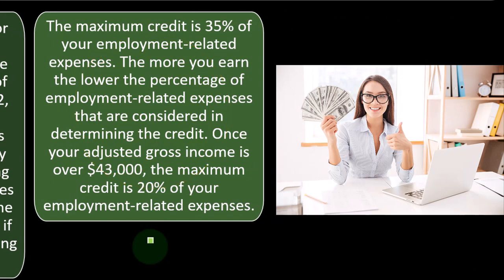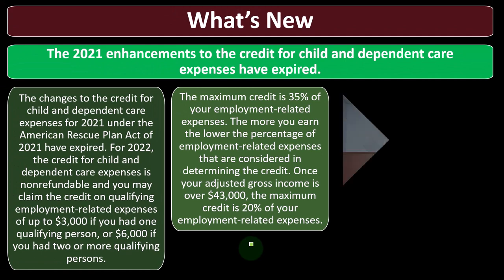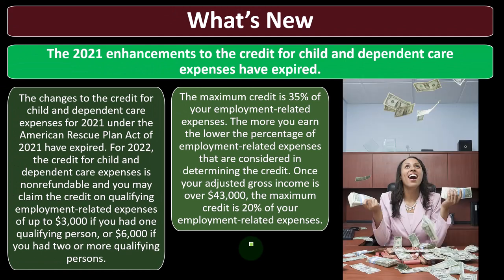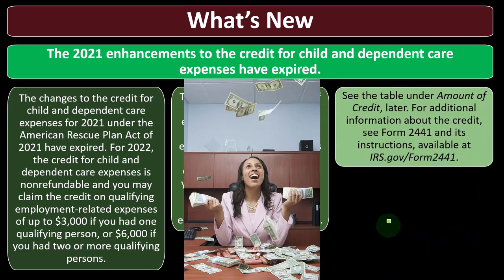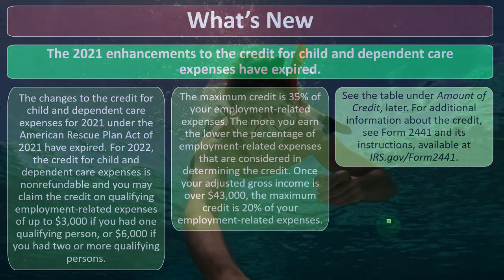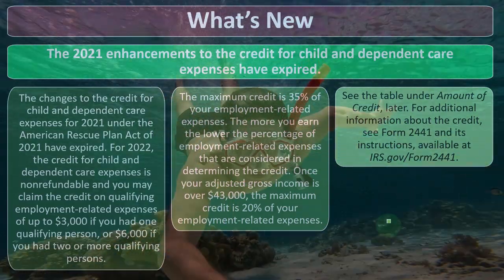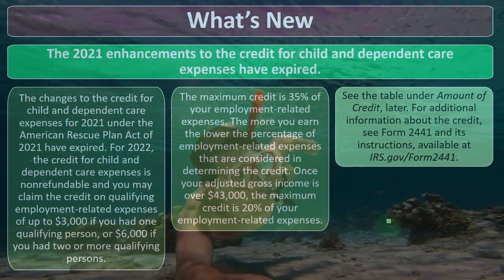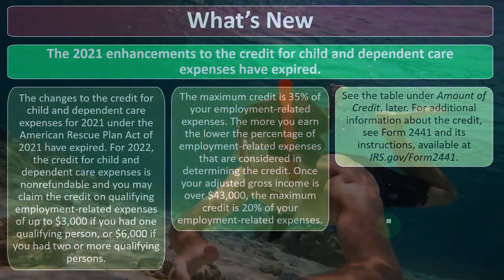The more you earn, the lower the percent of employment-related expenses that are considered in determining the credit. So you have that phase-out kind of concept in place. Once your adjusted gross income is over $43,000, the maximum credit is 20% of your employment-related expenses. So see the table under amount of credit later. We'll dive into some more details in a bit here. For additional information about the credit, you can see Form 2441 and its instructions available at the IRS.gov website.